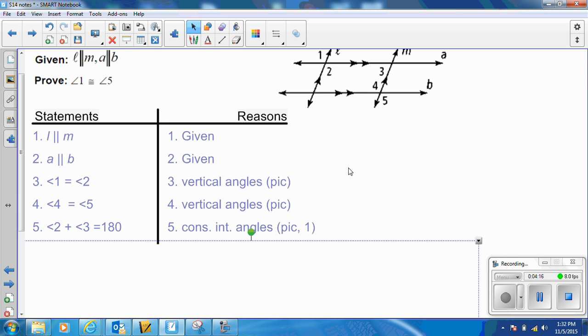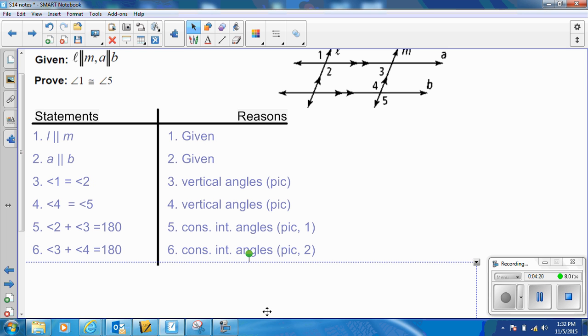That makes them consecutive interior angles. So that means angle 3 plus angle 4 equals 180 degrees because consecutive interior angles are supplementary. I see it in the picture, and I know that they're supplementary because of the parallel lines A and B. So we already stated that A and B are parallel lines, so that's enough information to say my consecutive interior angles are also supplementary.